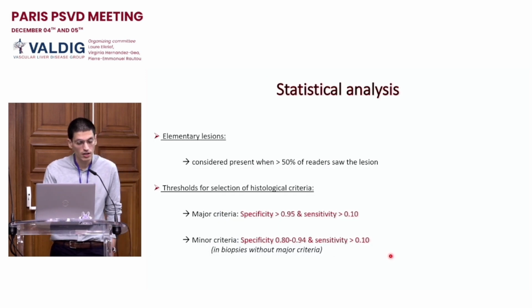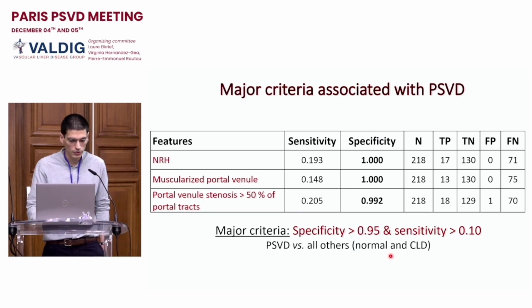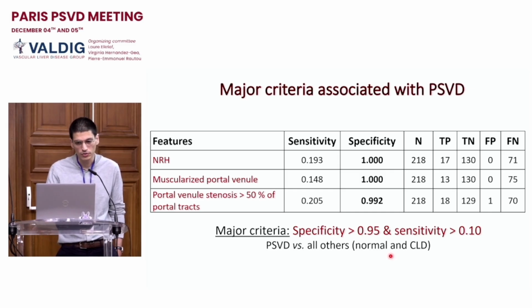So, the statistical analysis for this part of the work: elementary lesions were considered present when strictly more than 50% of the readers saw the lesion, so a strict consensus. And we defined a priori the major and minor criteria. The major criteria were specificity superior to 95% and sensitivity superior to 10%, and minor criteria just have a little bit lower specificity. So here are the three main features that were associated with PSVD. I will describe them step by step.